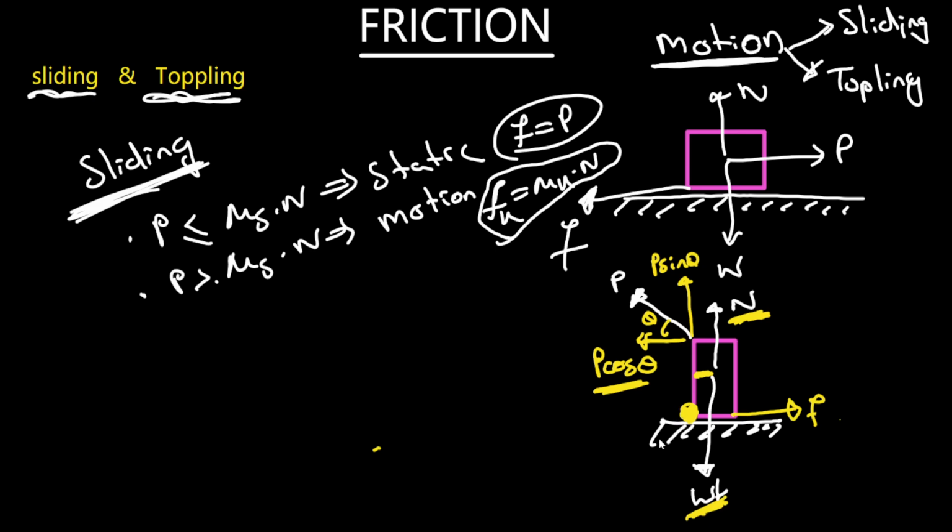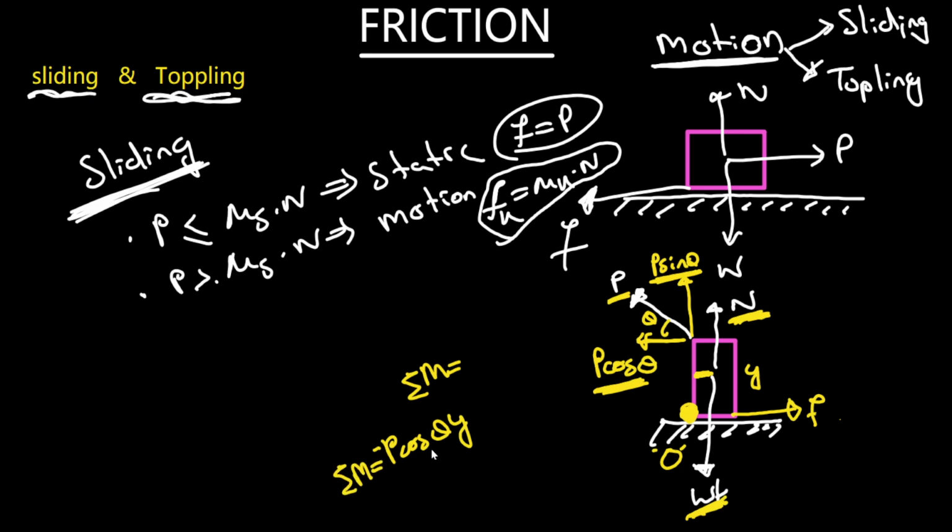Suppose this point is called O. I am replacing this force with its components. Is P sin theta going to give any moment about this point? No, the line of action is passing through it. So the moment will be P cos theta into the vertical height. The net moment will be equal to how much? P cos theta into y, suppose this vertical height is y, is equal to the net moment.